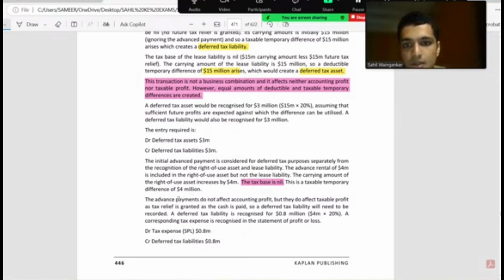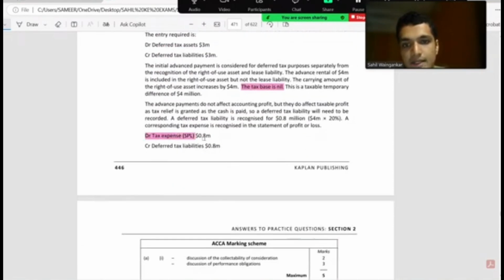Right. Now the advance payments do not affect accounting profit but they do affect the taxable profit as tax relief is granted as the cash is paid. So a deferred tax liability will need to be recorded. A deferred tax liability is recognized for 0.8 million which is 20% of 4 million. A corresponding tax expense is recognized in the statement of profit or loss. So this is the journal entry: tax expense debit and deferred tax liability account credit.